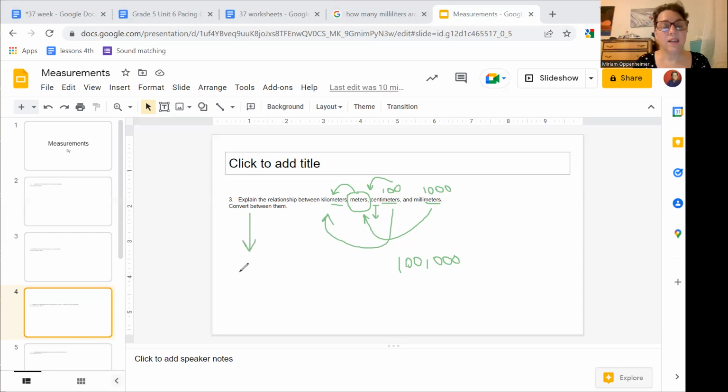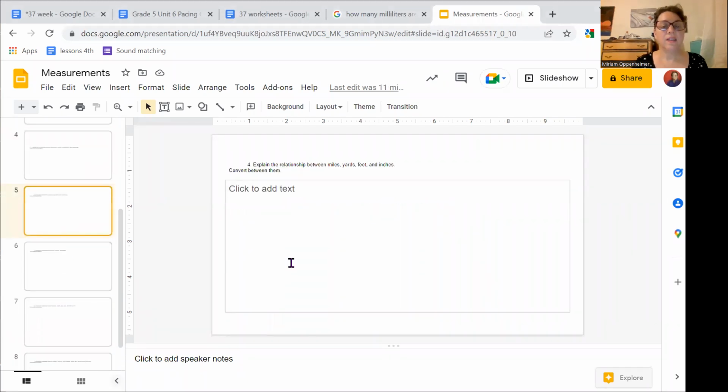You might say there are 4 meters equals, and then you might say 400 what? What is it? 400 what would be 4 meters? It's 400 centimeters. So you want to write something about that on your slide. Okay. The next one is number 5, and it is explain the relationship between miles, yards, feet, and inches.